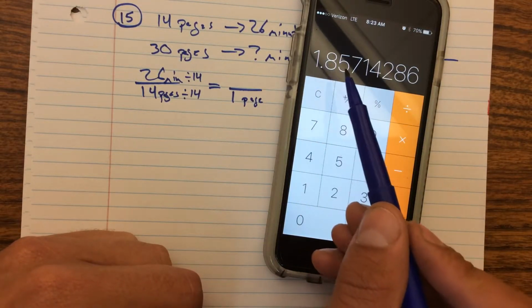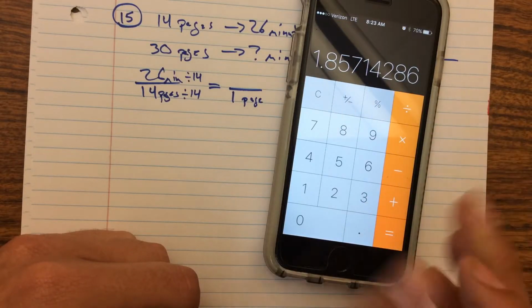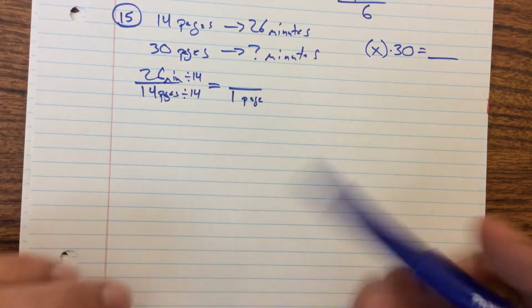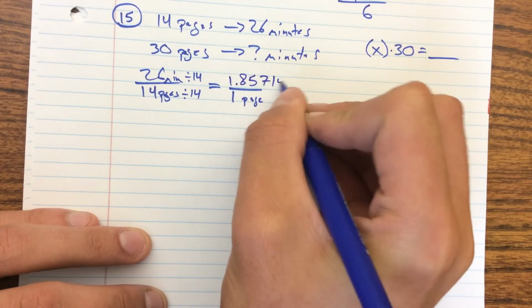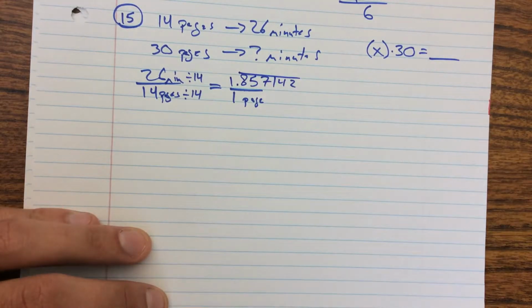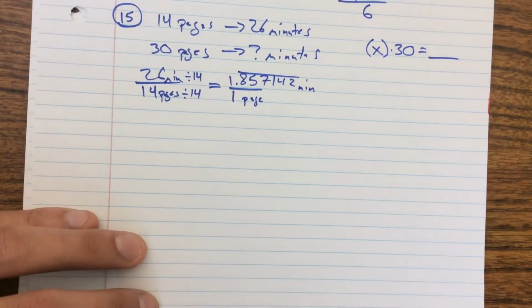So 1.85714, and then that next part's going to repeat again. So that's going to give me 1.857142 repeater. And that's the number of minutes that it takes him to read one page.